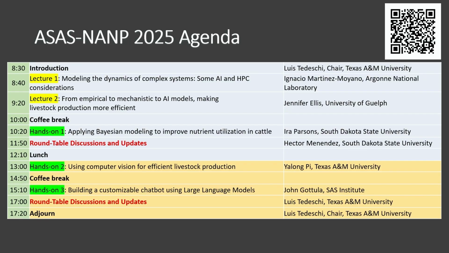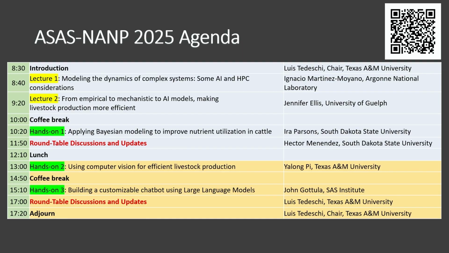The topics that we chose for this workshop today: the first one is to talk about differences in AI and hypercomputer processing computers, and we'll talk a little bit about this soon. Then we'll have a discussion about empirical and mechanistic models. We always like to go back and refresh the differences between empirical and mechanistic models, and in the world of artificial intelligence today, how we connect to those. Then we have a coffee break, and then our first hands-on. We'll talk about Bayesian modeling.